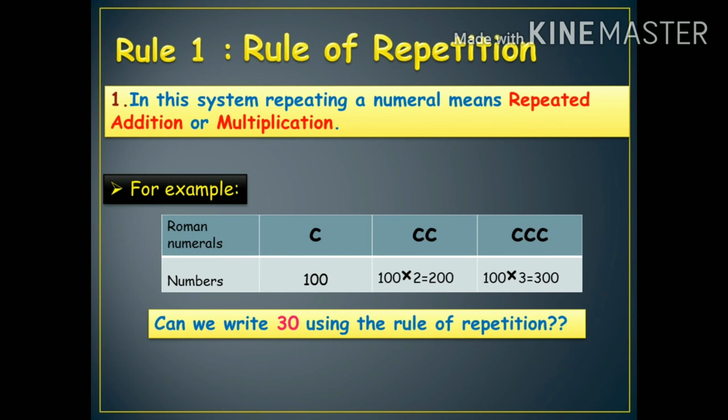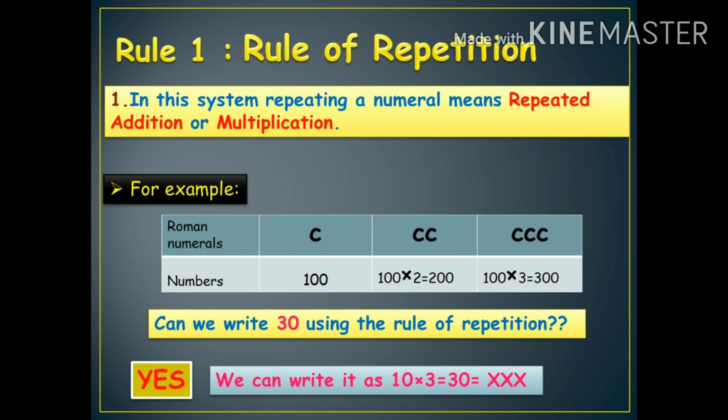Can we write 30 using the rule of repetition? Yes, we can write it as 3 times 10 is equal to XXX. 3 times X means 3 times 10, that is 30.